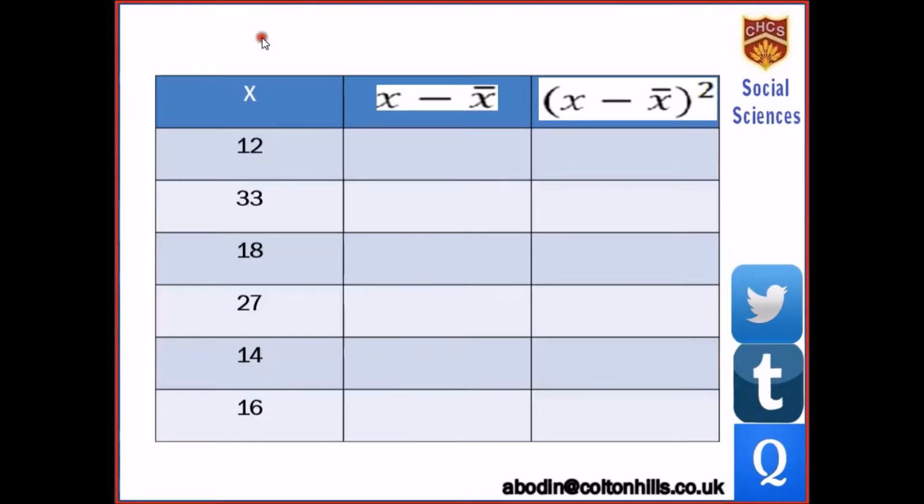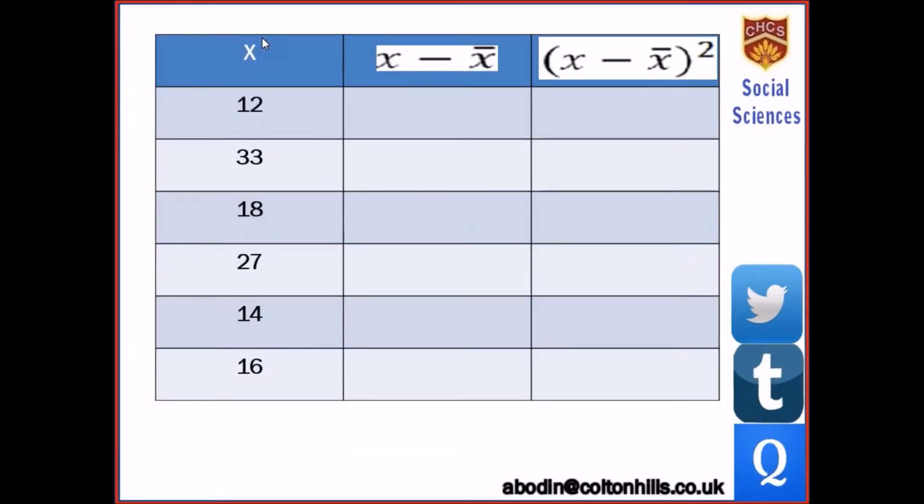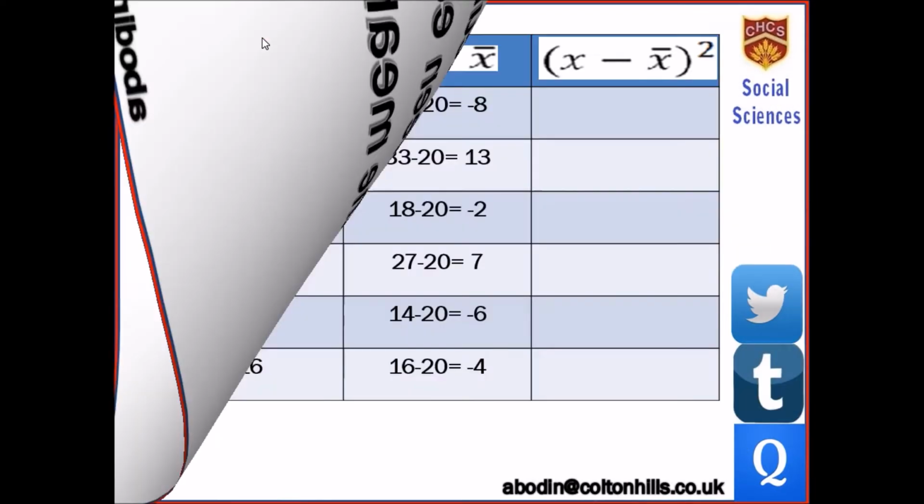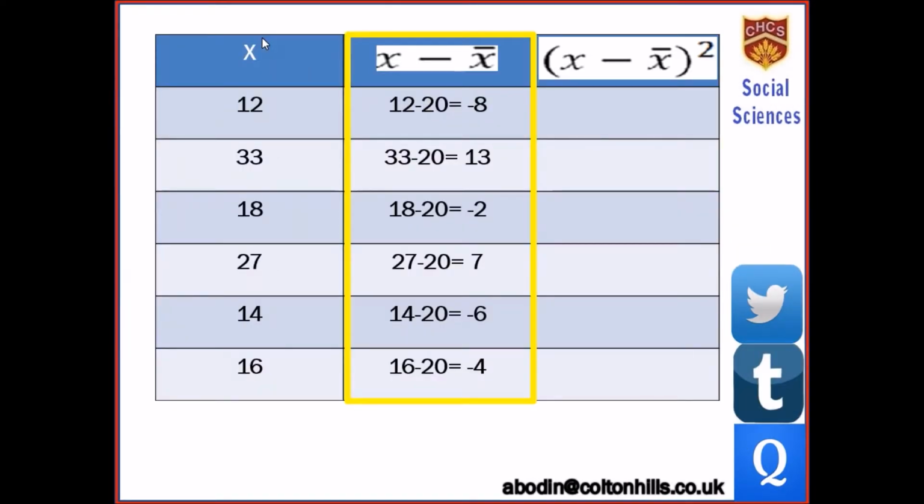So the calculation table will look like this. You've got 3 columns. The first column lists the scores from the participants. The second is the mean taken away from each score, and the third is the result of this middle column squared. So we need to calculate the difference between each score and the mean for step 3. As you can see, that's what we've got here within this column.